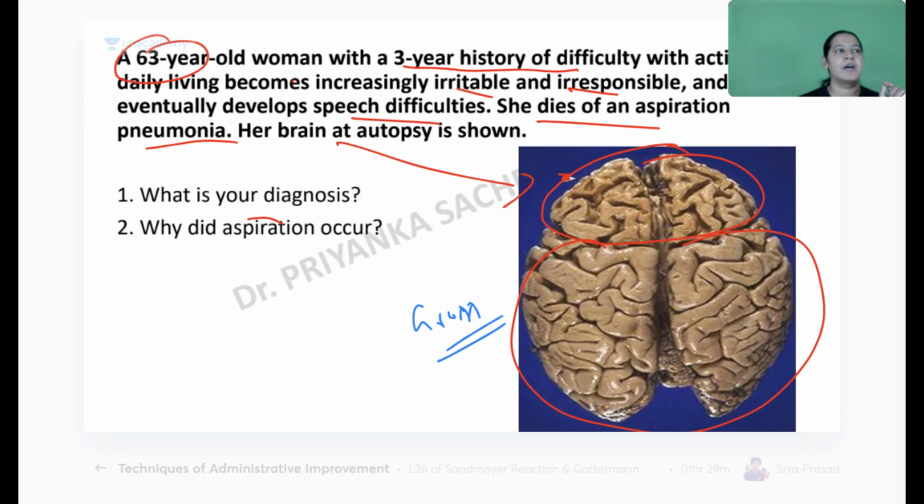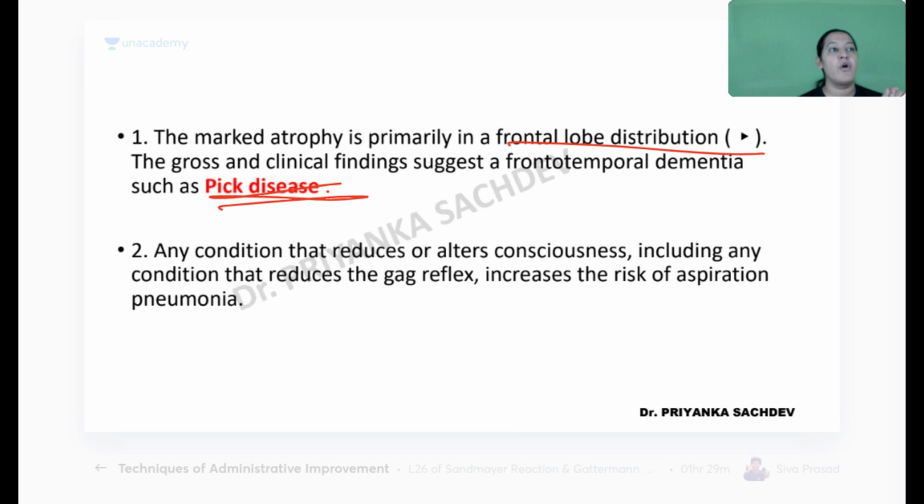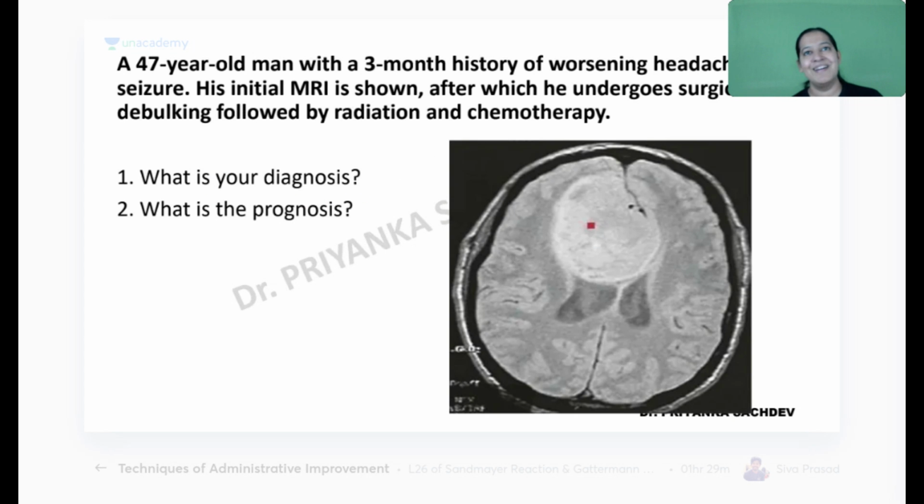Now, why does the aspiration occur? The patient died of aspiration pneumonia. Why does the aspiration occur? Because of loss of consciousness or altered consciousness. So the portion of the brain which is maintaining consciousness is lost because of atrophy. So the patient loses consciousness. The patient can go into coma, and because of that aspiration can always take place. Give me a thumbs up.